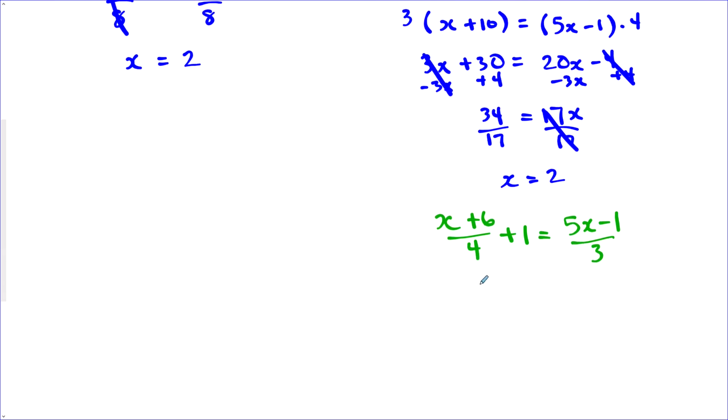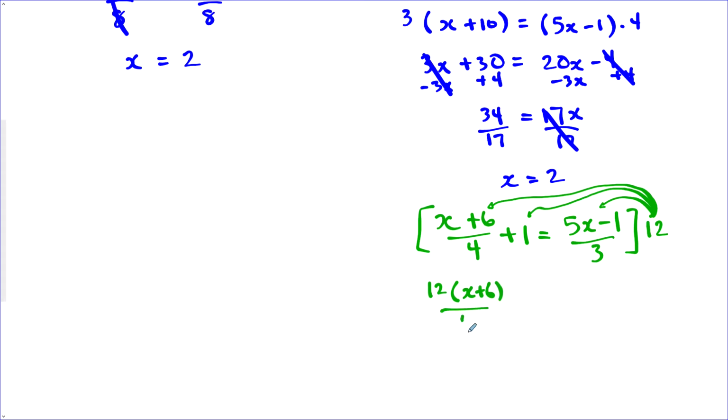And the lowest common denominator here would be 12. I'm going to multiply each of these terms by 12. This term here, the single term there, and that term over there. So 12 times x plus 6 over 4, plus 12, equals 12 times 5x minus 1 over 3.